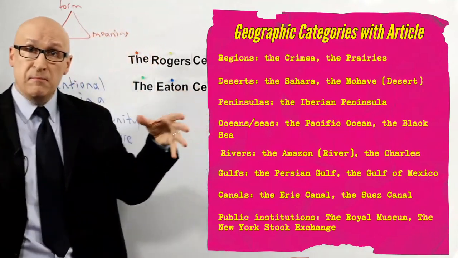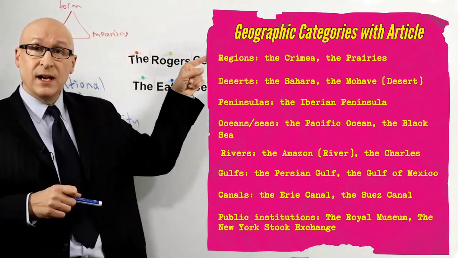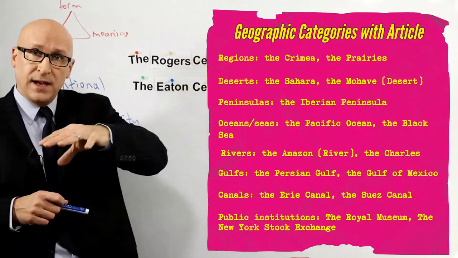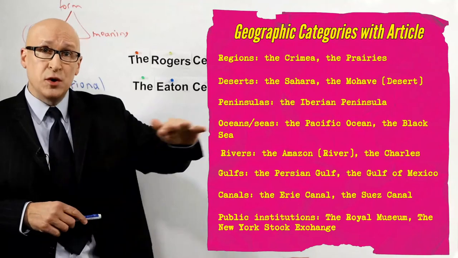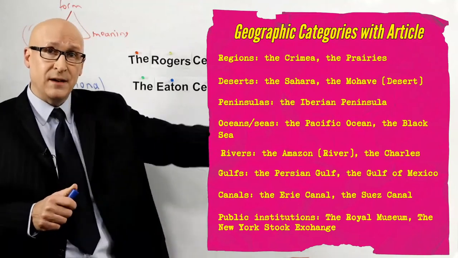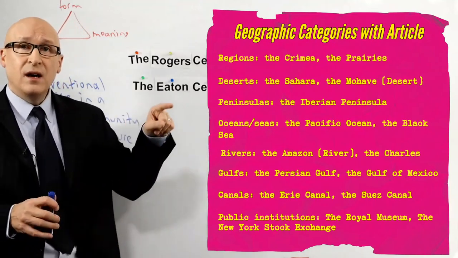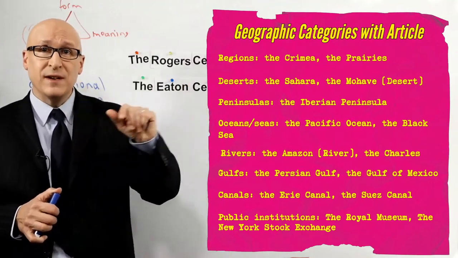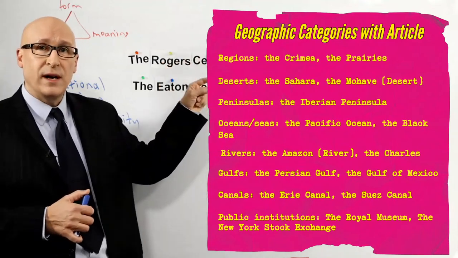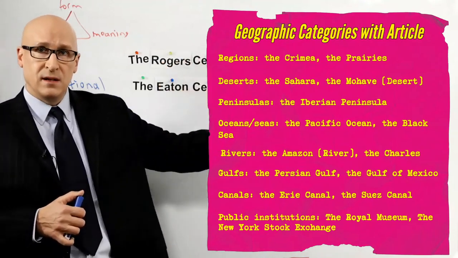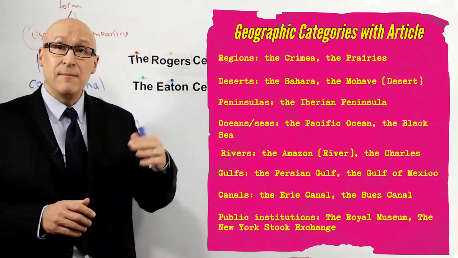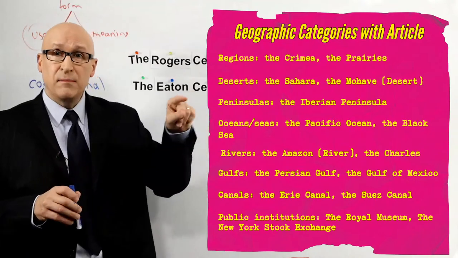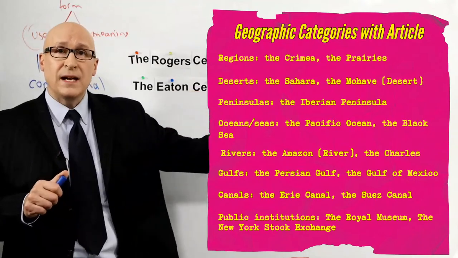So regions, big regions of a country like the Crimea, or in Canada, the prairies. That's several provinces, right? A huge part of Canada is prairies, flat land. Deserts, the Sahara, right? There's only one Sahara in Africa. It's specific. So these still follow the rules in a way. The Mojave Desert. Peninsulas like the Iberian Peninsula, right? Oceans or seas like the Pacific Ocean, the Black Sea.